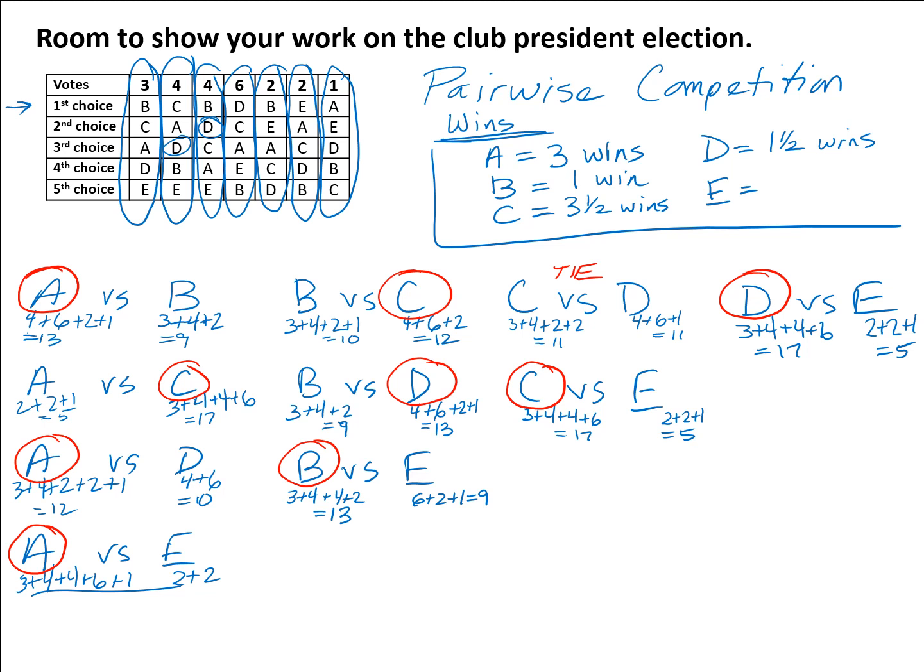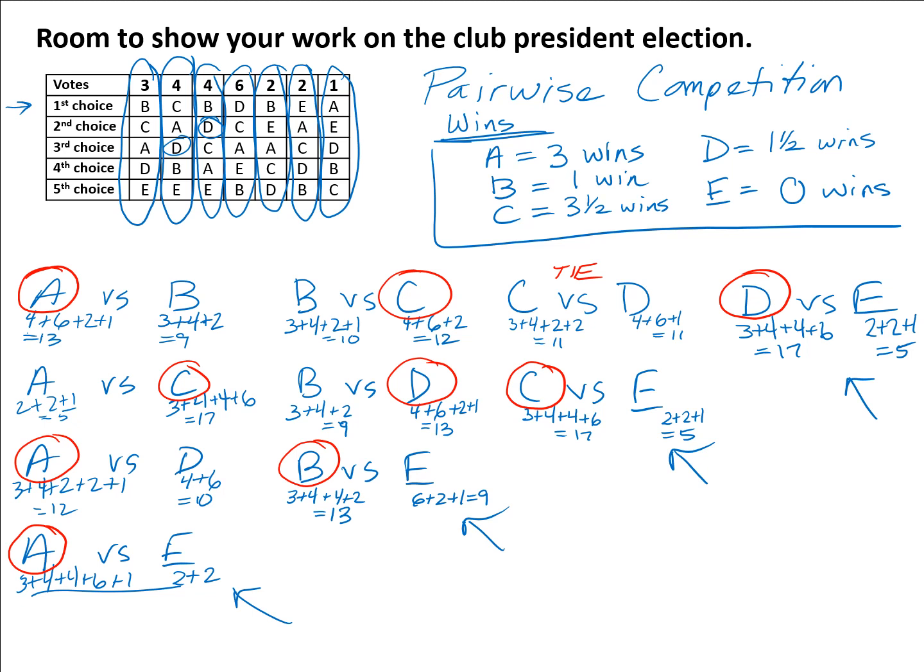And then E, if you look carefully, lost all of their battles, so they had 0 wins. And with pairwise competition, you first look at all of the pairwise battles, who wins each one, but then how you make the decision on the overall winner of the election is you look at who had the most wins overall with the pairwise battles.